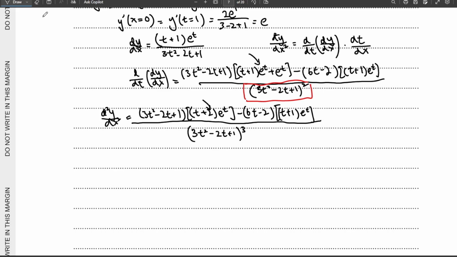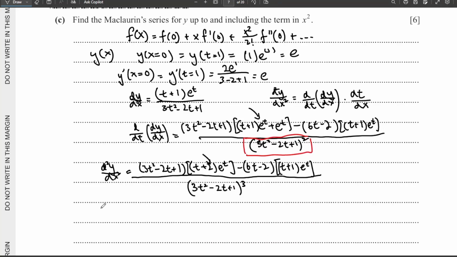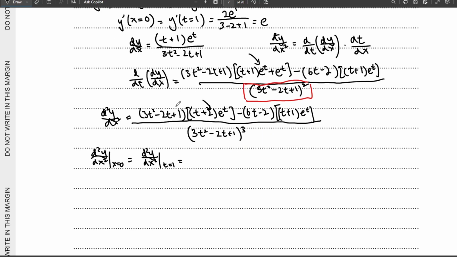But you don't need to simplify this any further because we want to evaluate this term when x equals 0. So we evaluate the second derivative when x equals 0, which is the same as evaluating the second derivative when t equals 1. Because again, our expression is in terms of t, so we can only work with that. So be careful when you substitute the values in. Most of the mistakes come from the derivatives and also the substitution of values. So just be careful here and you should be fine.